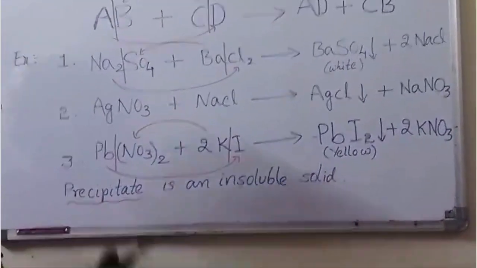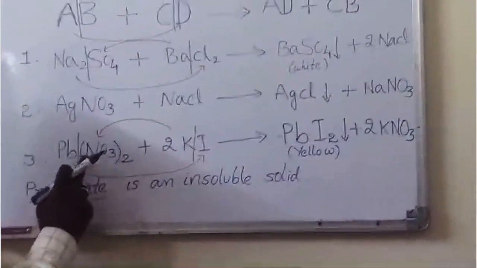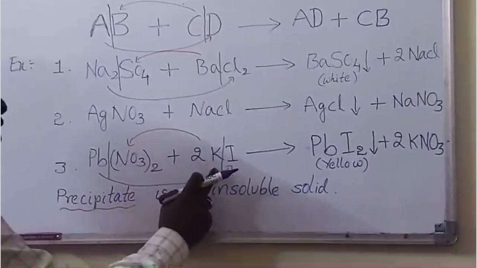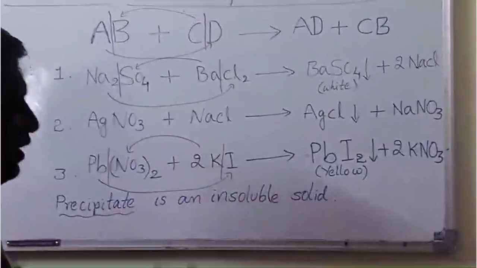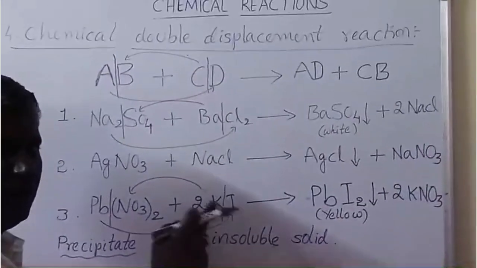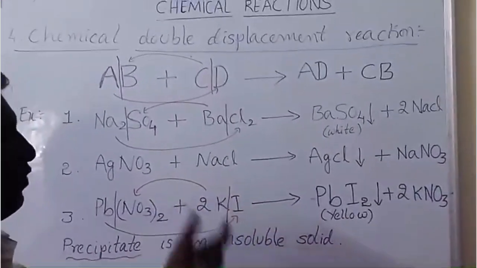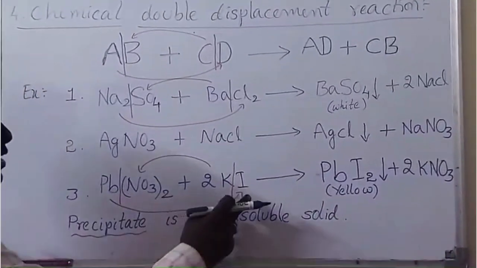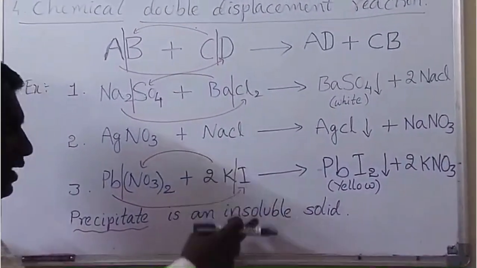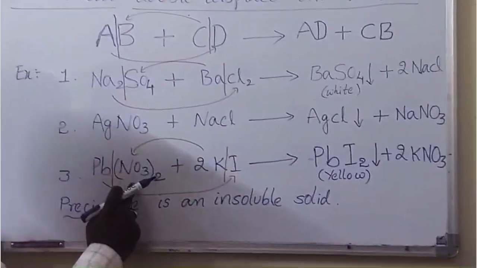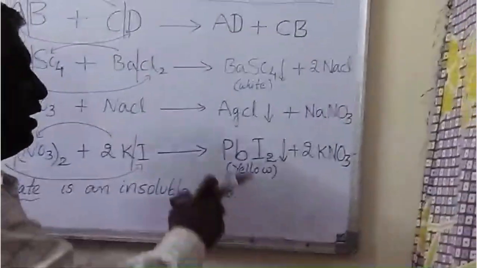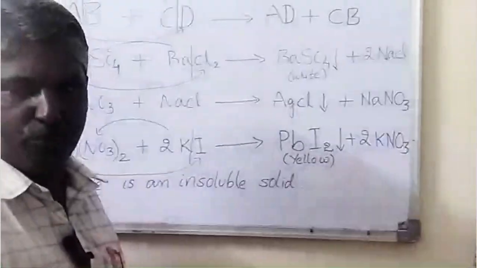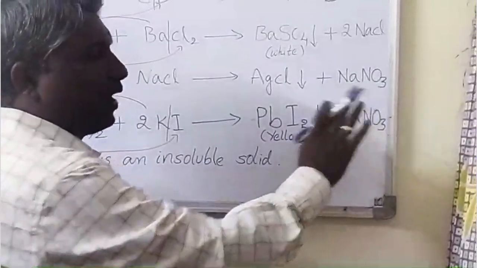And the next one. Lead nitrate, Pb(NO3) taken twice, reacts with potassium iodide. It is a mixture of potassium and iodine. Then they undergo a double displacement reaction. Lead reacts with iodine, then potassium reacts with nitrate. They are forming lead iodide. It is a yellow color precipitate, plus potassium nitrate.